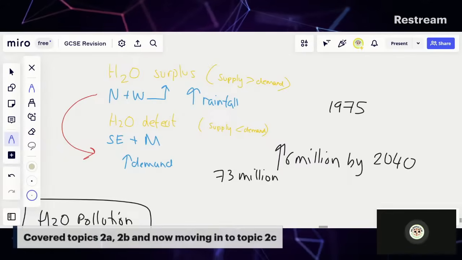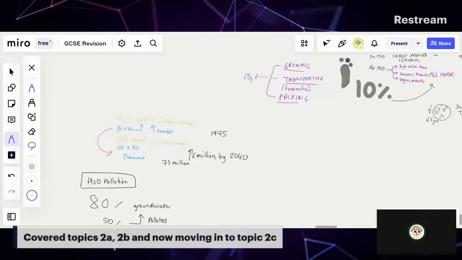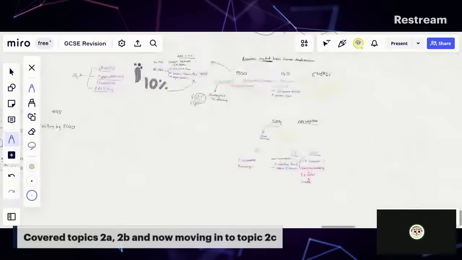Okay, and finally, energy. So the energy usage has changed in the UK. So where's our energy topic? There.